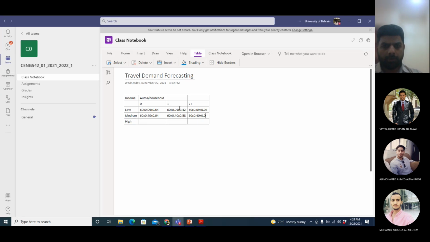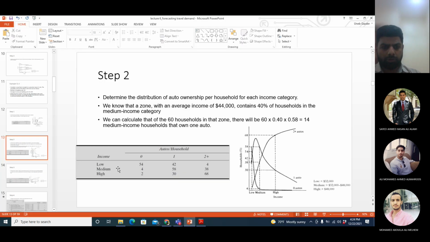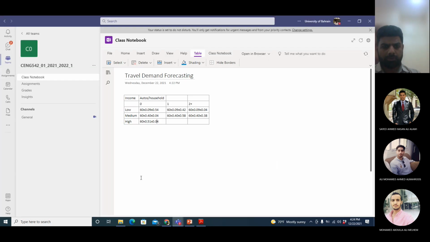38. The area has 51% high income households, and out of those, only 2% of households have 0 cars. So this will be 2.